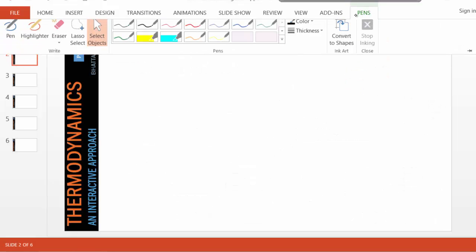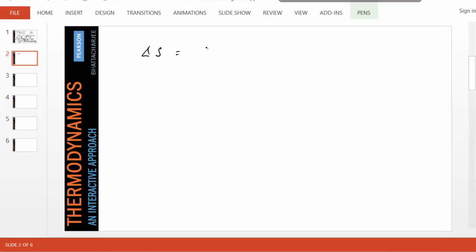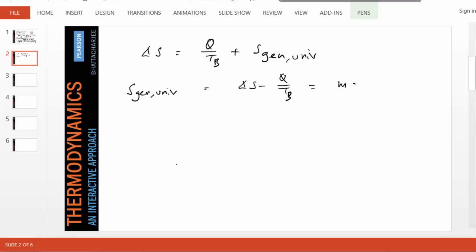Okay, let's now do the entropy analysis again. Entropy analysis tells us that the equation is simply this. The change in entropy of your block of the system's universe is given by the amount of entropy that enters through heat plus the entropy that is generated by friction in the system's universe. So therefore, we are after this quantity, changing sides, delta S minus Q over T_B, and that's mass times (S2 minus S1) minus Q divided by T_B.